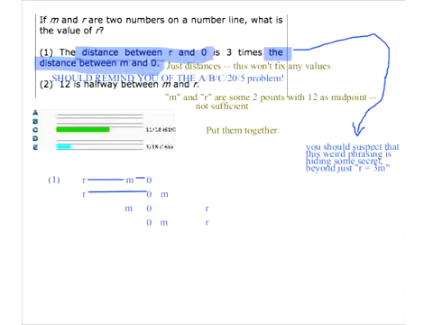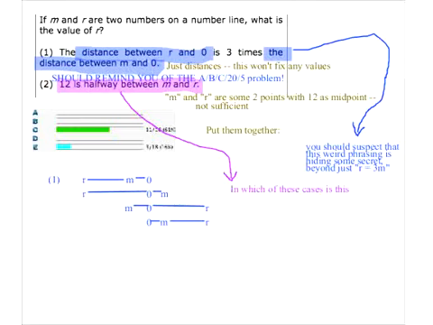Also notice the ratios here are set. These are not random points to the left and right of 0. You have to have that 3-to-1 ratio. So, okay, 12 is halfway between M and R. If we're putting these together, we need to think about in which of these cases, because we need both of these things to be true. So now we've got to think about which of these cases will actually allow us to do that. In which of these cases is this actually possible?